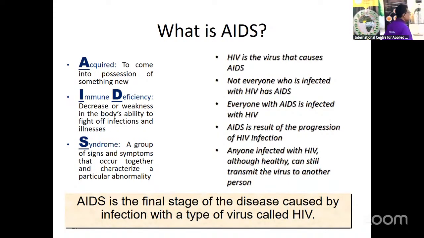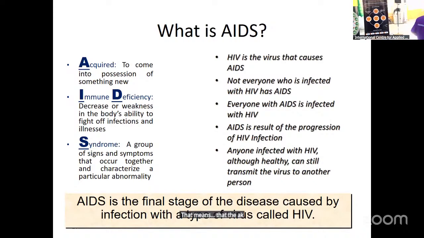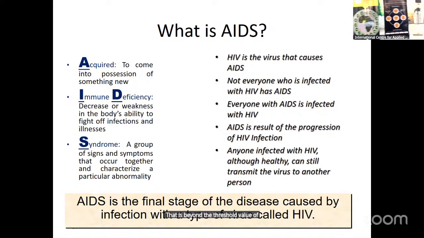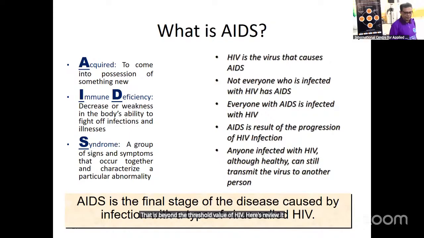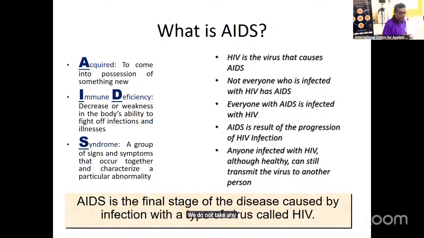That means that HIV entered into the body. And to some extent, that person must move forward to a position that is beyond the threshold value of HIV. He will be treated as an AIDS patient if he does not take the necessary measures or action against that HIV. Am I clear?